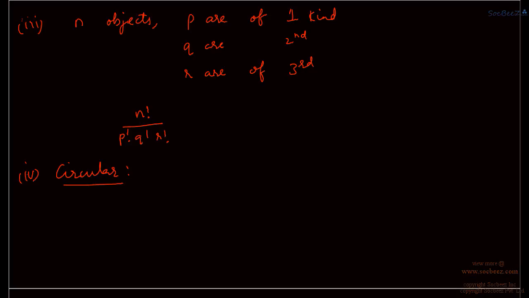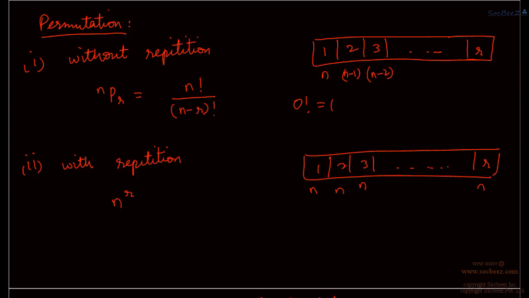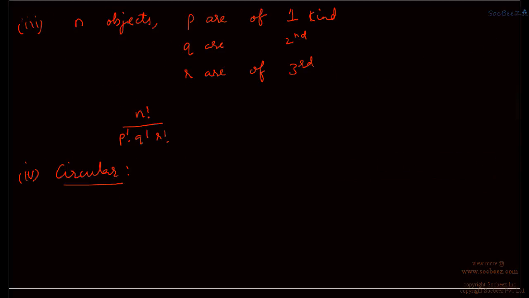Now in circular, here actually we were considering linear permutations, right? I was arranging them in a straight line. Well, in a circular, say you're sitting on a table, suppose it's a dinner table, and you have invited a few guests. Suppose there are, say, 6 different chairs. Now how can you arrange your guests on these chairs? So that is what circular permutation is concerned about.